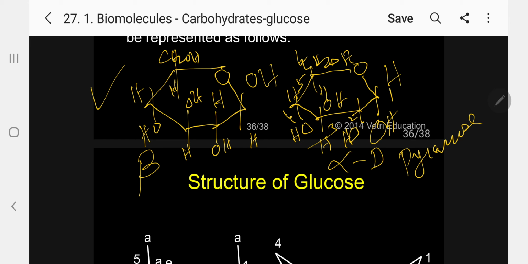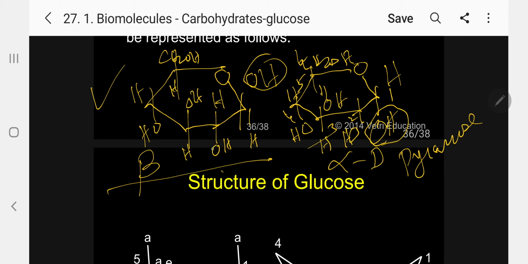I have given already the optical rotation values. When is it alpha, when is it beta? In the first carbon atom, if OH is above the ring, it is beta. If the first carbon OH is below the ring, it is alpha. Please remember this way. If you remember beta alone, alpha can automatically be written. So let me give you a guideline, a logic: remember all OH on opposite sides.